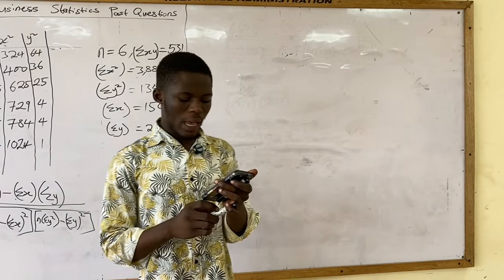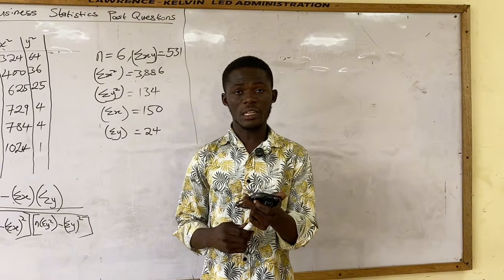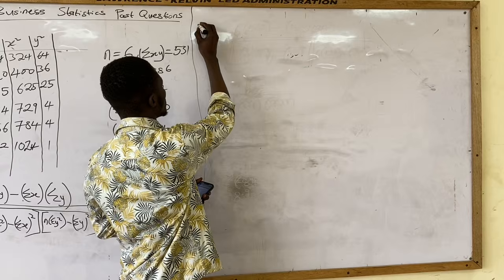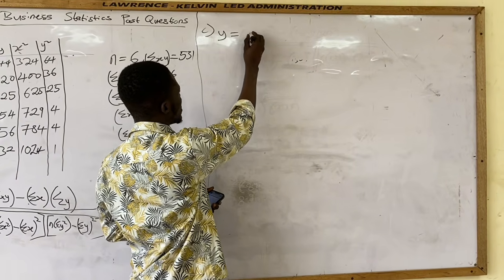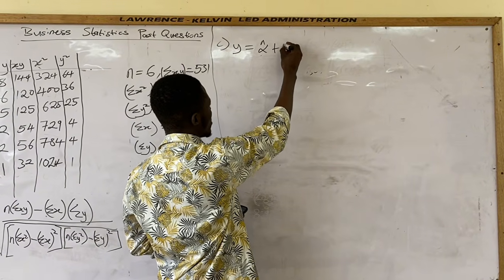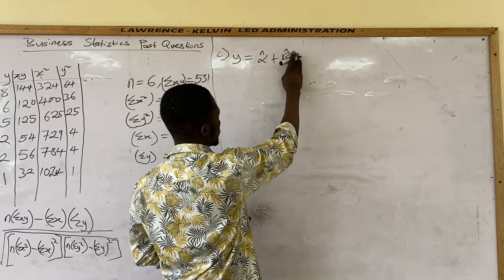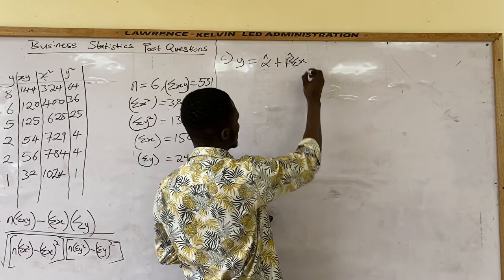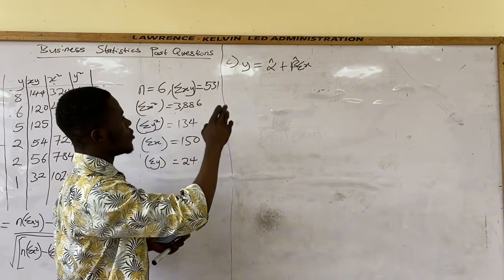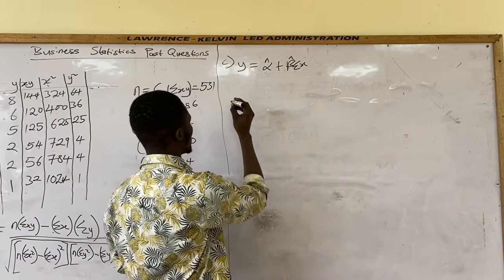So we are asked to find the ordinary least squares regression equation. Our regression equation is always given by y equals alpha hat plus beta hat x. Now we have our x here. We need to look for our alpha hat and then the beta hat. So let me start with the beta hat.